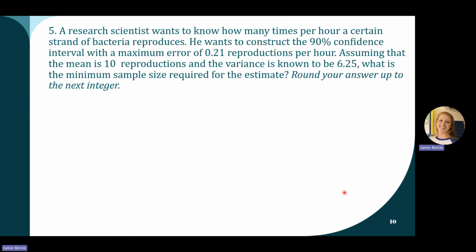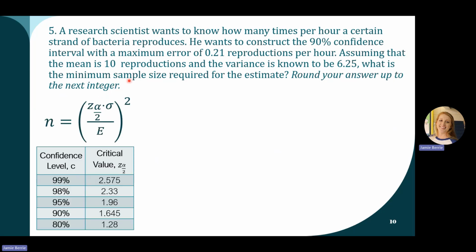All right, and here's our last question. A research scientist wants to know how many times per month a certain strand of bacteria reproduces. He wants to construct a 90% confidence interval with a maximum error of 0.21 reproductions per hour. Assuming that the mean is 10 reproductions and the variance is known to be 6.25 reproductions, what's the minimum sample size required for the estimate? Again, we see these directions: round your answer up to the next integer. There's our formula, our table.